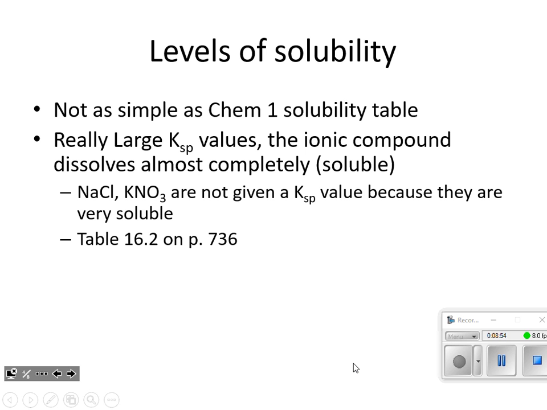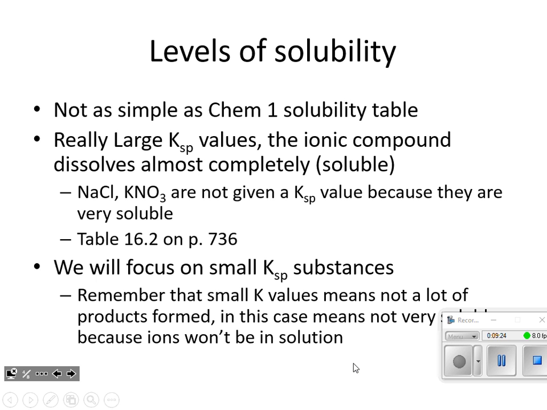So much like strong acids have a really huge K value so big we ignore it, some ionic compounds have a large K value as well. For example, the NaCl and the KNO3, we don't have K values for, because NaCl almost completely dissociates in water. So does KNO3. On the other hand, there are some things that have small K values. And that's what our focus is going to be.